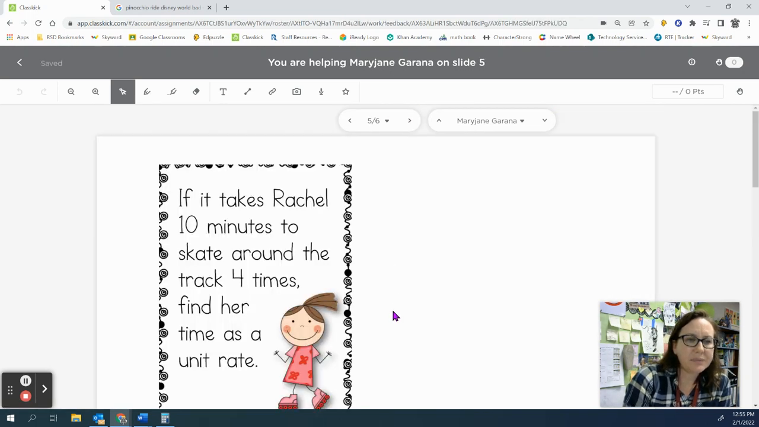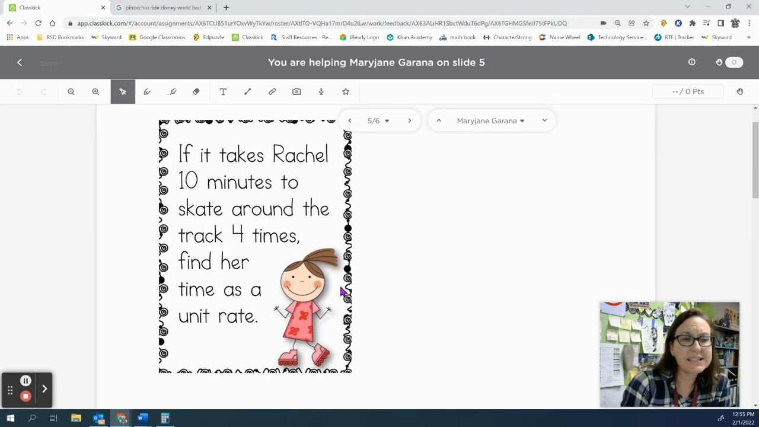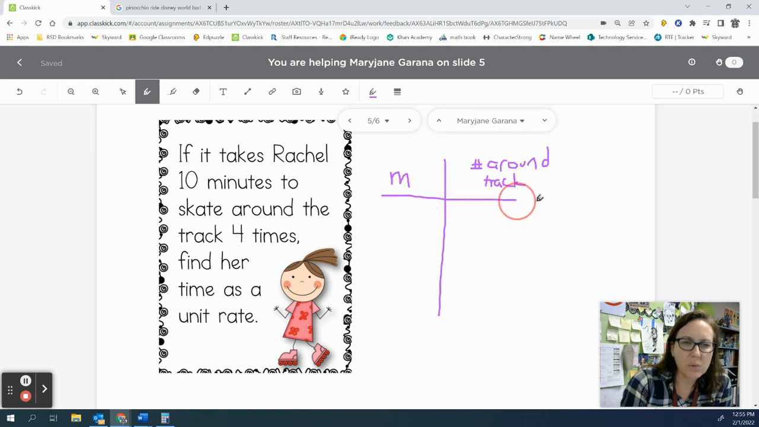Okay, slide 5. It takes Rachel 10 minutes to skate around the track 4 times. Find her time as a unit rate. So what we know is minutes and number of times around the track. So we know that it takes her 10 minutes to go 4 times around the track.